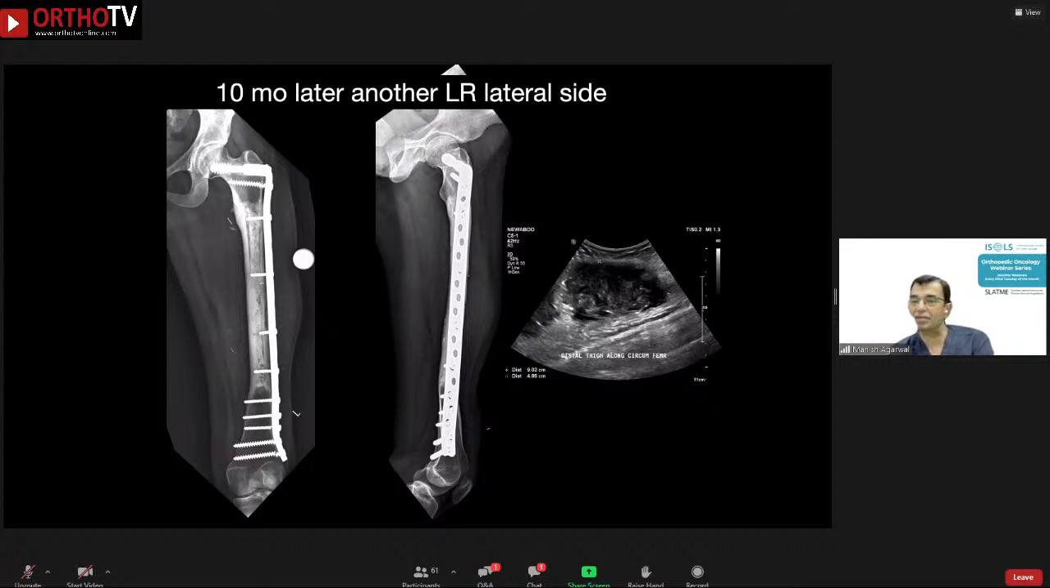Should we do an intercalary resection now, or considering that this is sitting over the plate, not over the bone, should we go ahead and just remove the plate and still get a margin and just take it out and leave the bone as it is because it's healed on both sides?